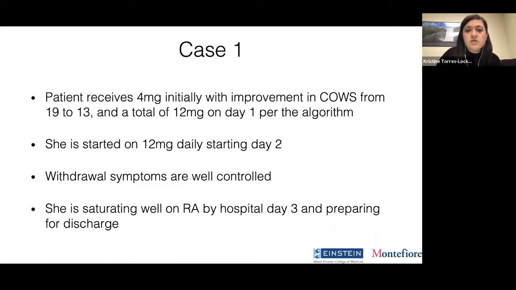So I really want you guys to feel empowered to start buprenorphine on your own using the guideline, without an expert opinion, for some of these more straightforward cases like our lady here in case 1. Okay, so she starts with 4 milligrams initially, and her COWS goes from 19 to 13. So she gets another 4 milligrams 2 more times during the day per the algorithm, for a total of 12 milligrams. And through the algorithm, she gets all of that as a 12 milligram dose on day 2. And her withdrawal is well controlled for the rest of the hospital stay. And so now she's weaned to room air and she's getting ready for discharge.